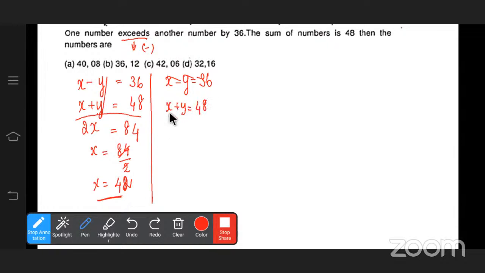So what is the value for x? 42, right? 42 plus y equal to 48. So therefore I'm going to find y. So y equal to 48, this 42 goes that side, means minus 42. So finally 42 gets subtracted from 48. I got 6, right? So where is the answer? Option C, 42, 6.